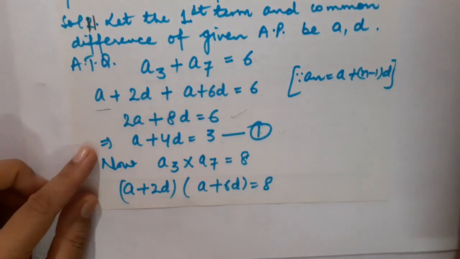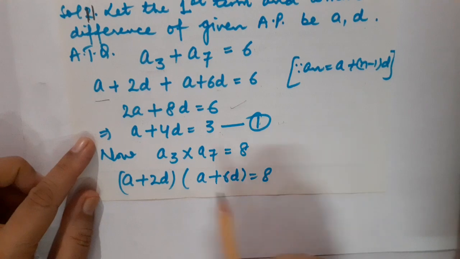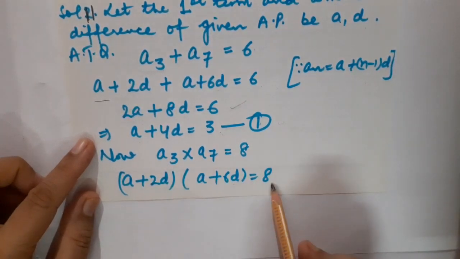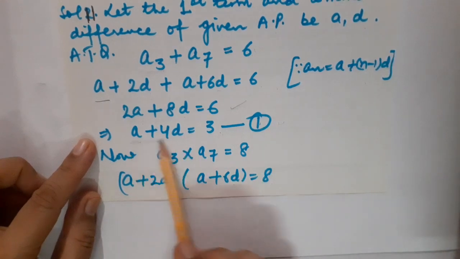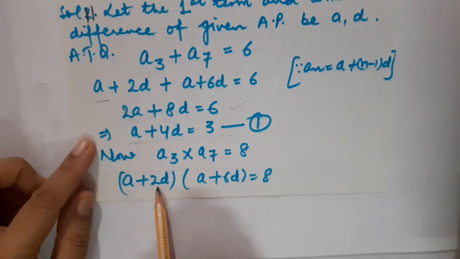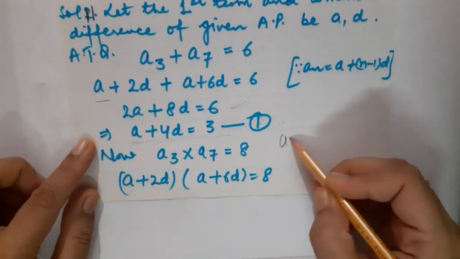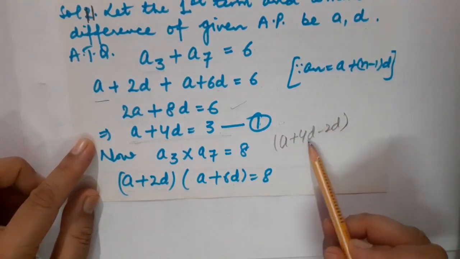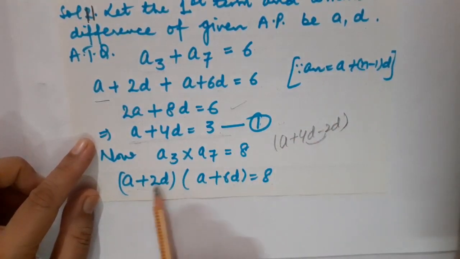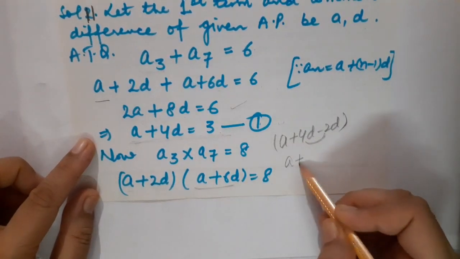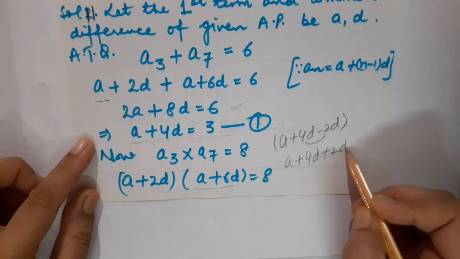Now the product of third and seventh term is given equal to 8. So again I have to write A plus 2D into A plus 6D is equal to 8. Children, I have to use this equation number 1. So what I am going to do, I am going to break A plus 2D. It will become A plus 4D minus 2D. Can I write it? Because after solving it, ultimately I will be getting A plus 2D only. Similarly, A plus 6D will be broken A plus 4D plus 2D.